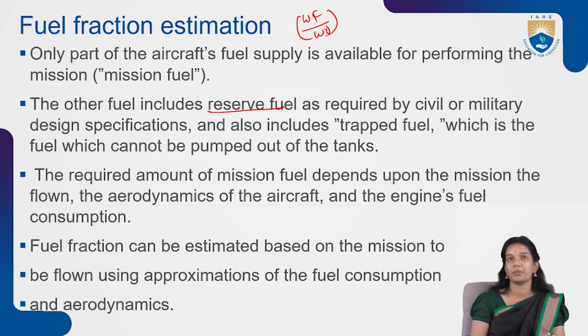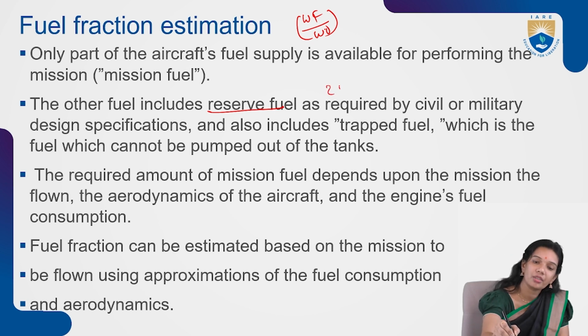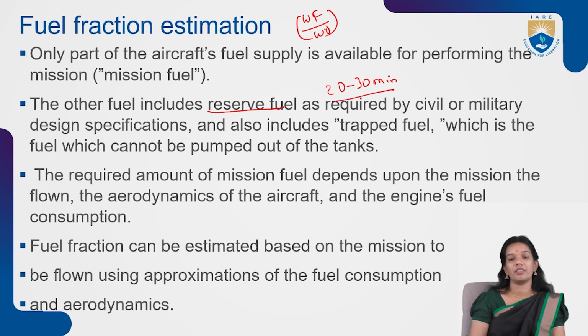where I can park my aircraft, then I need to make a loiter, and that loiter also I need to make for 20 to 30 minutes. That is the standard timing that I have to maintain. That means I have a separate range, an additional range, given to me for loitering of 20 to 30 minutes. That is in terms of emergency. Therefore, I reserve the fuel. So that is reserve fuel.